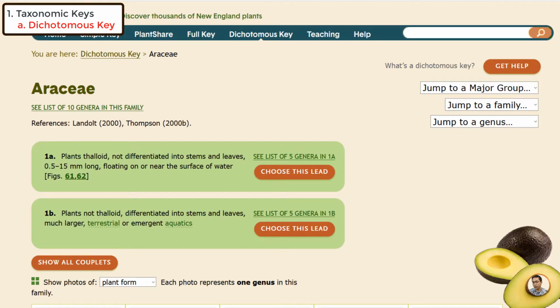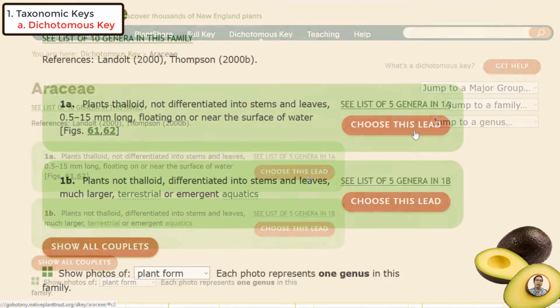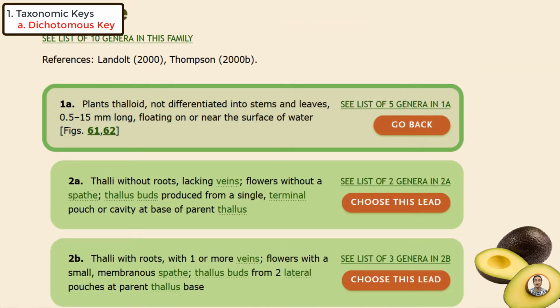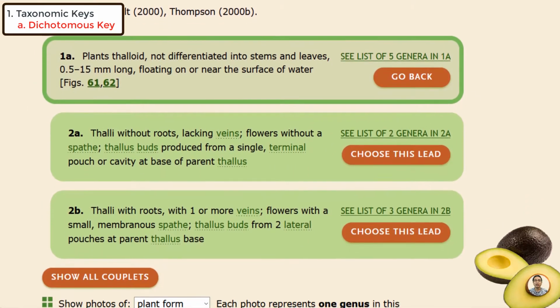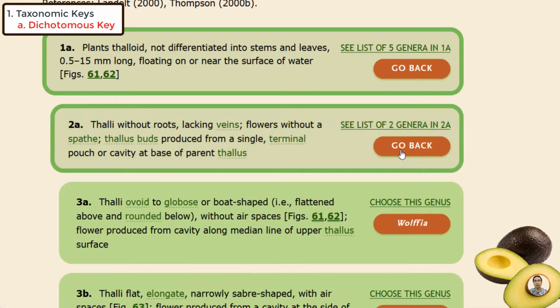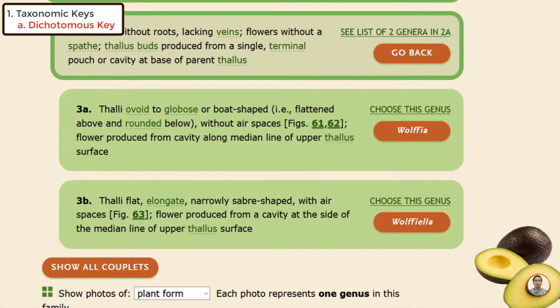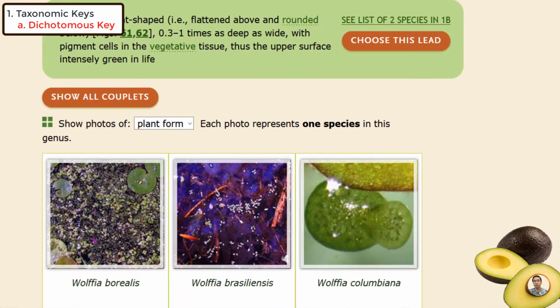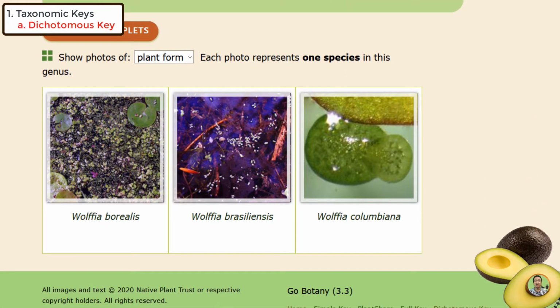So let's choose this lead. Then we have an additional two leads here. Let's choose this: thalli without roots, lacking veins, flowers without a spot. You can check, we have two genera here. You can check if your unknown specimen is the same as this. So let's have Wolffia. We have here specific examples, for example, Wolffia borealis. And there are several pieces of information about the species that you can use to verify your specimen.